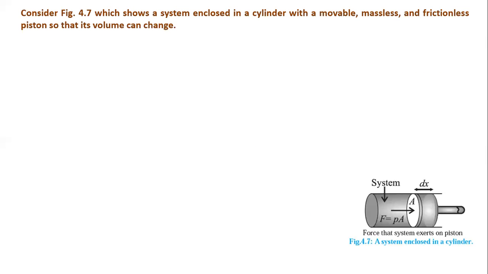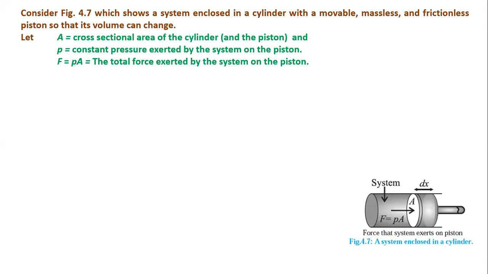Consider figure 4.7, which shows a system enclosed in a cylinder with a movable, massless and frictionless piston so that its volume can change. You can see a diagram here, and this is a movable piston. We consider here some parameters. Capital A is the cross-sectional area of the cylinder. You can see this capital A. The cross-sectional area is shown by blue lines.